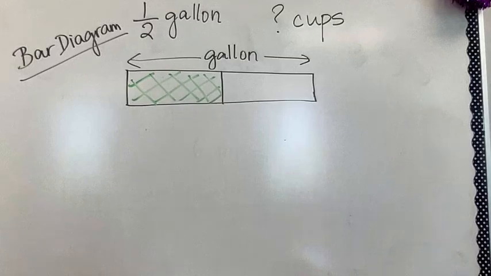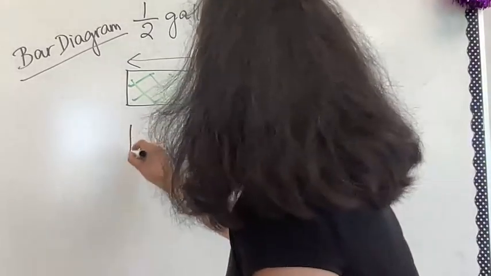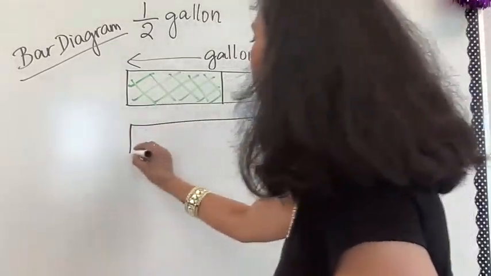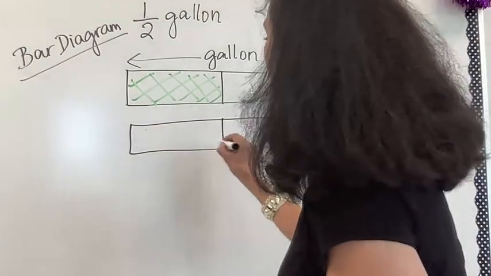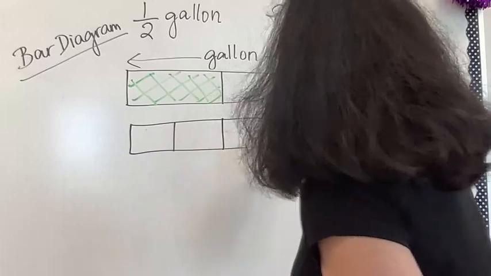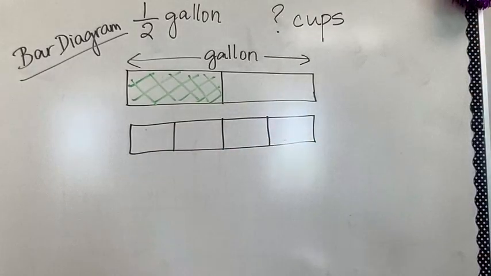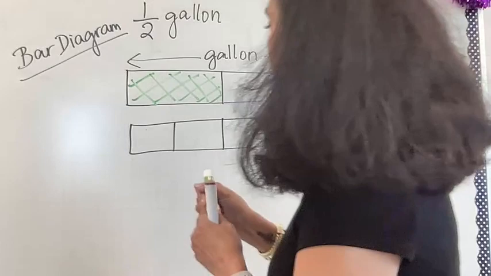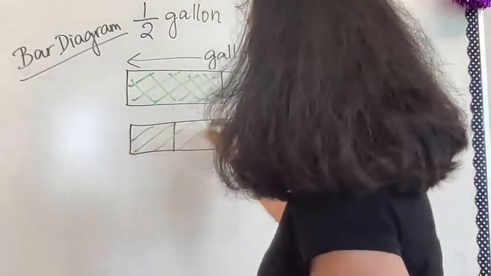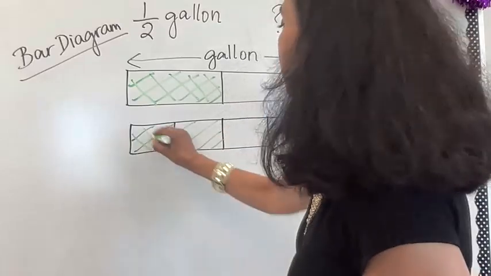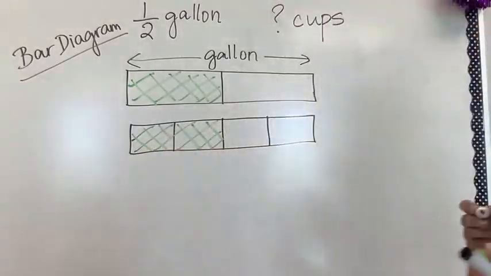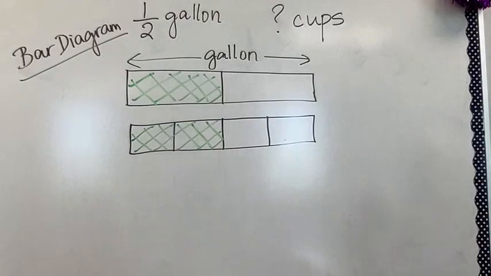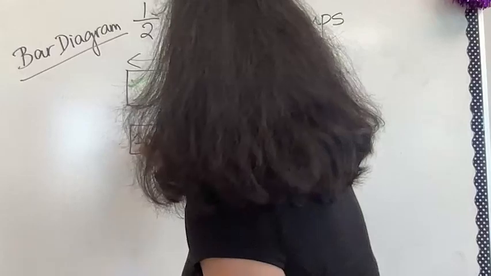And then what I'm going to do is find the number of quarts. There are 4 quarts in 1 gallon. I'm just going to show you step by step. So in 1 gallon, I have 4 quarts. And then this is the part that we said was shaded in, which is 1/2 gallon. So this is the part shaded in. So each of these is 1 quart.